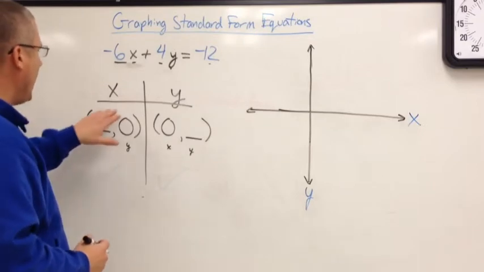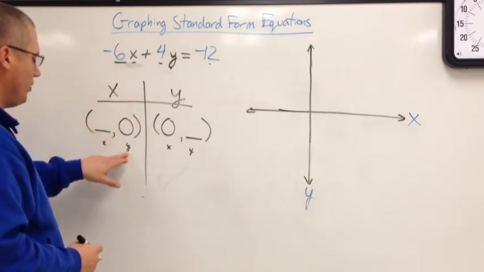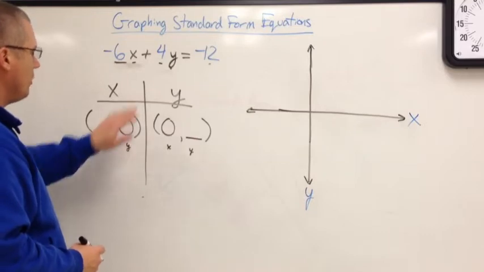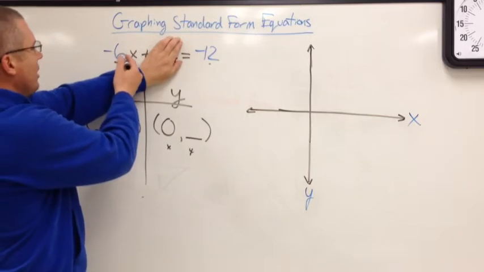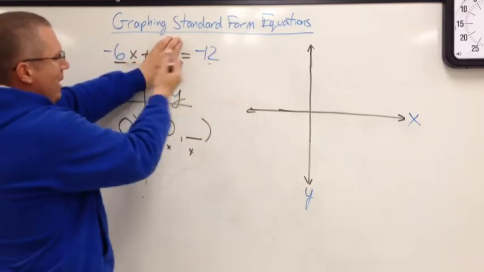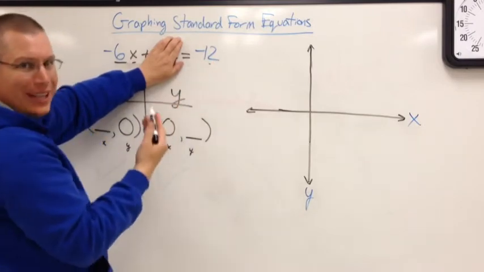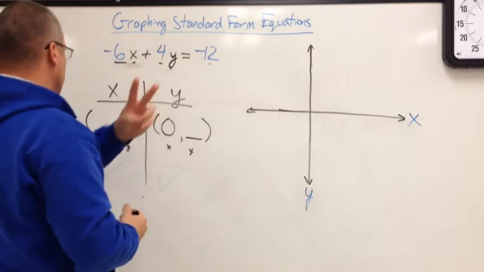So I'm ready. I need to find, let's start with the x this time. If the y is worth 0, so I'm going to cover up the y. Now my equation says negative 6x equals negative 12. So if negative 6 times x equals negative 12, what must x be? Hopefully you say x is 2.